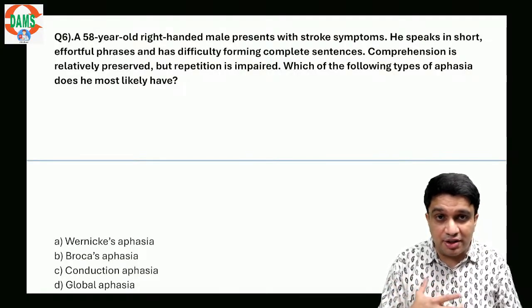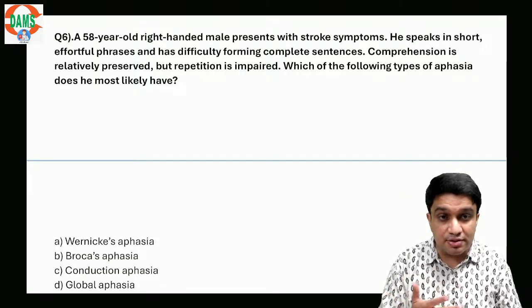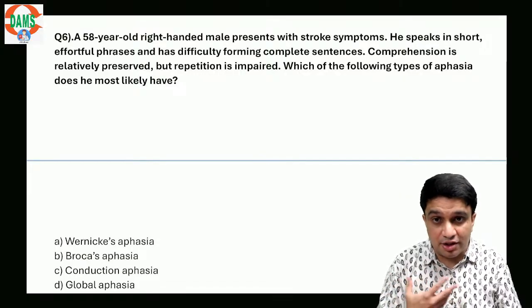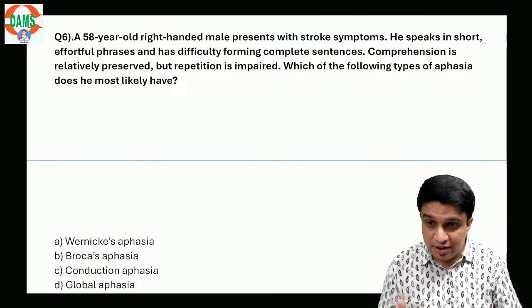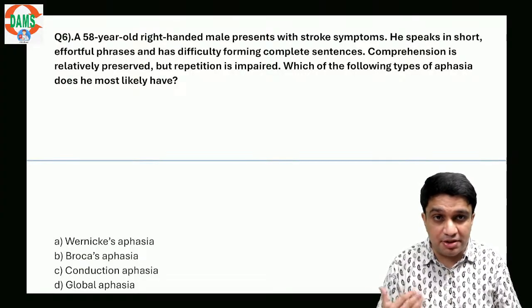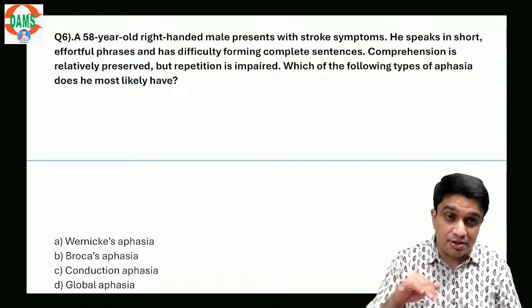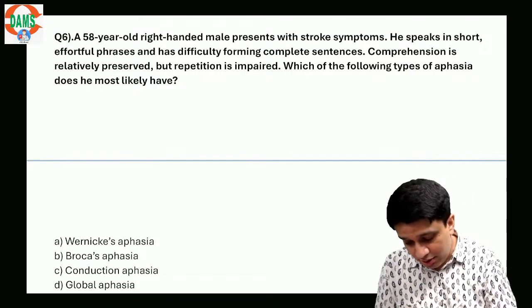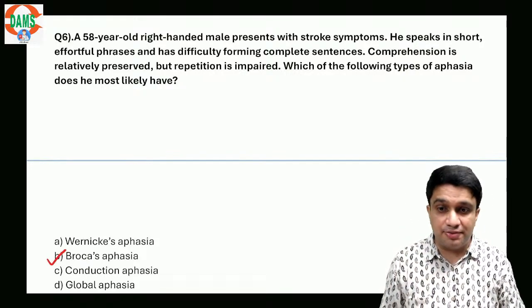Effortful phrases, difficulty in forming complete sentences. Word formation is at fault. What kind of aphasia is it? Expressive aphasia. Comprehension is preserved, Wernicke's is fine, repetition is impaired because Broca's is not working. So what aphasia is it? Broca's aphasia.